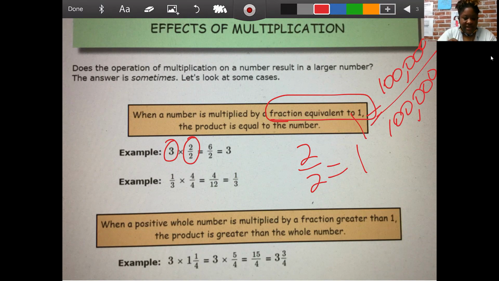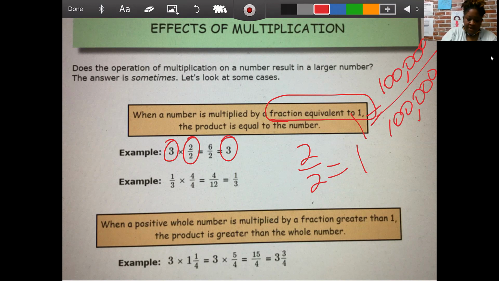Okay? So anytime you multiply a number times 1, or a number with the numerator and denominator the same, which is 1, it's going to equal that number. So 3 times 2 over 2 is equal to 3. And then this can also say 2 halves, because whenever you have a number with 2 on the bottom, it's cut in half, basically. So 2 cut in half is 1.